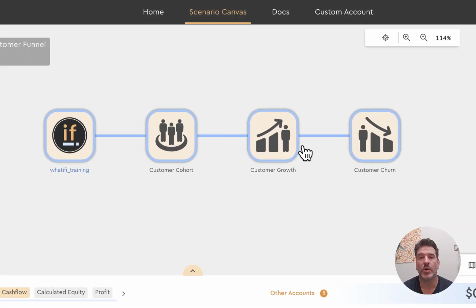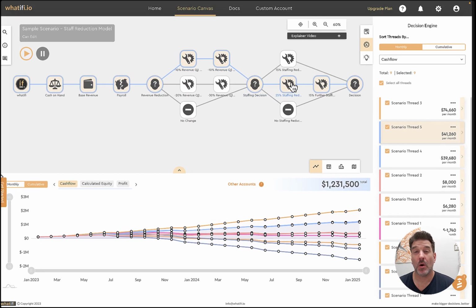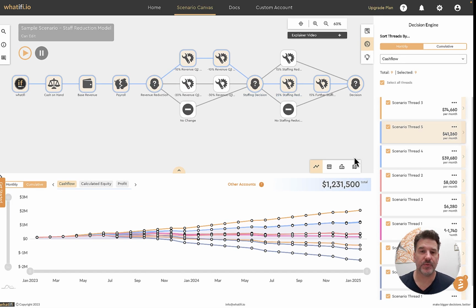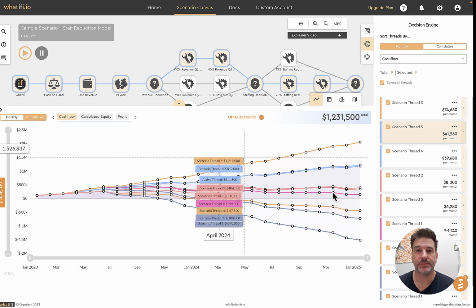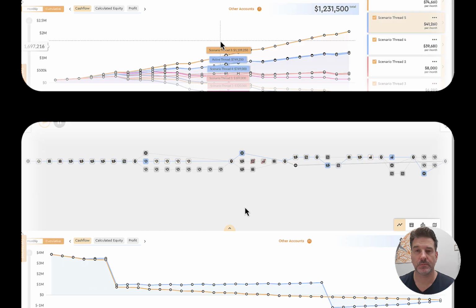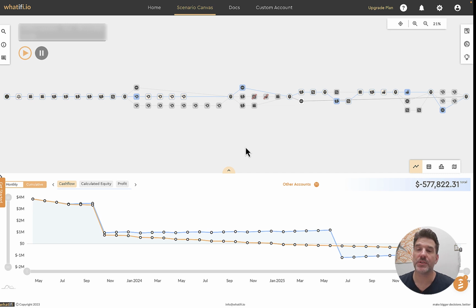Some models can be incredibly simple, like this customer growth and churn model. Or they can be more complex, like the staff reduction model. Here we're looking at what happens if revenue decreases and we have to scale back staff. There are 9 models in this scenario. Or something like this mergers and acquisition scenario. It has 99 different outcomes that are all calculating in real time.